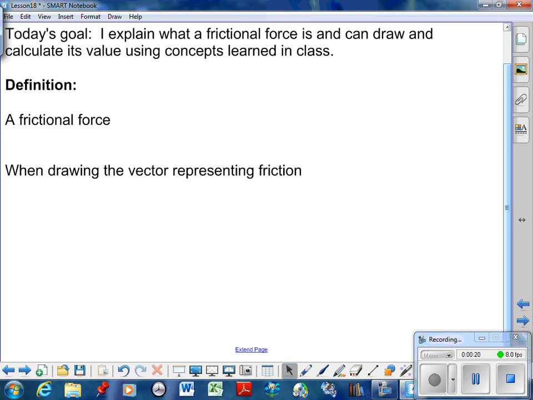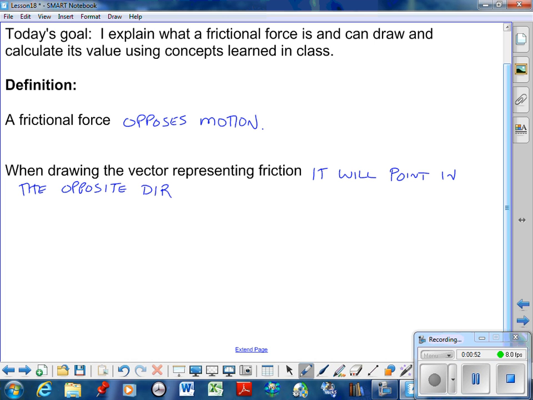So filling in our definition here, a frictional force opposes motion. Keep the definition simple. If an object is moving left, friction is right. If an object is moving up, friction is down. So drawing the vector representing friction, it will point in the opposite direction of motion.